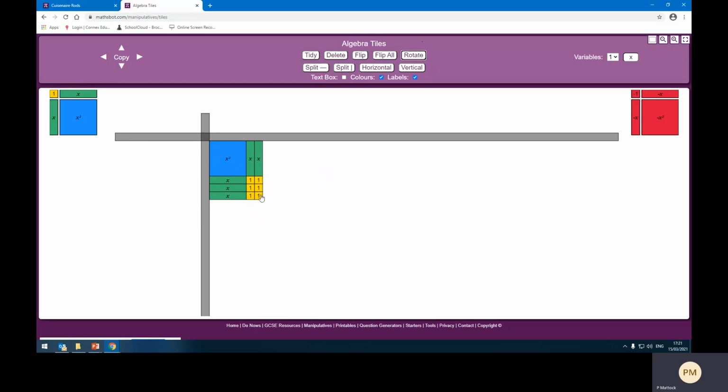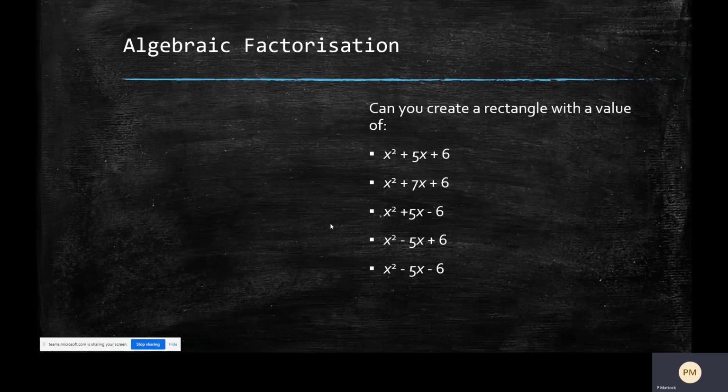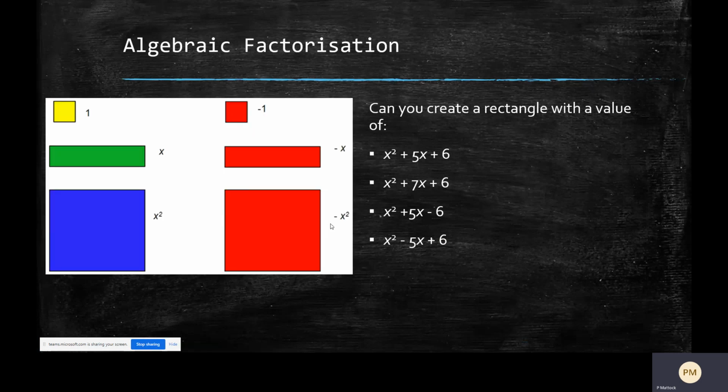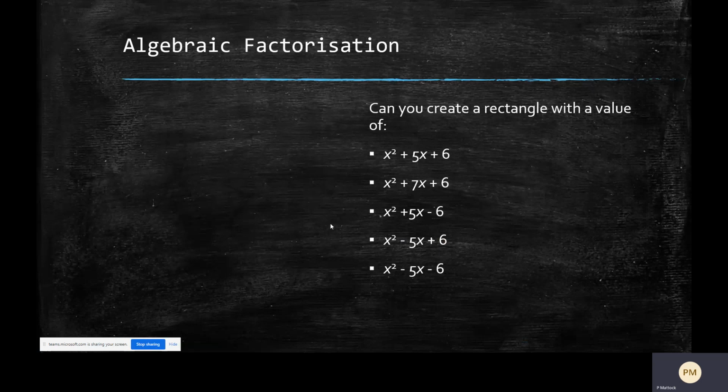And then again, it's a case of, okay, so what's the length, what's the width? What's the decomposition here? Well, I can see now that the length of this is x plus 2, and the width is x plus 3. And so there's the decomposition. And again, this might lead into a picture that looks like a grid for something like this, and eventually, hopefully, into complete abstraction. And again, I could explore some others. So I could explore x squared plus 7x plus 6, x squared plus 7x plus 5x minus 6, minus 5x plus 6, minus 5x minus 6.